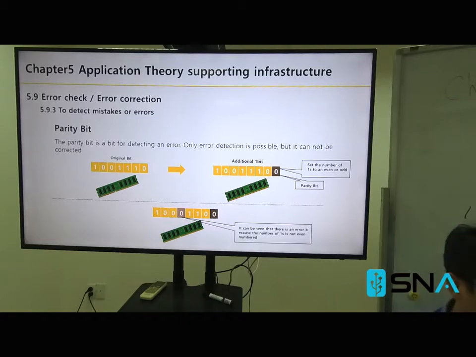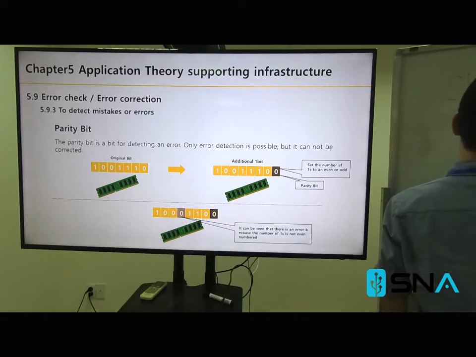So this is meant to detect a mistake or error. I also mentioned the parity bit. The parity bit is a bit for detecting an error. Only error detection is possible, but it cannot correct. For example, the original data is 7 bits: 1, 2, 3, 4, 5, 6, 7. So we are using a parity bit, say even. When using even, for this one, how many?